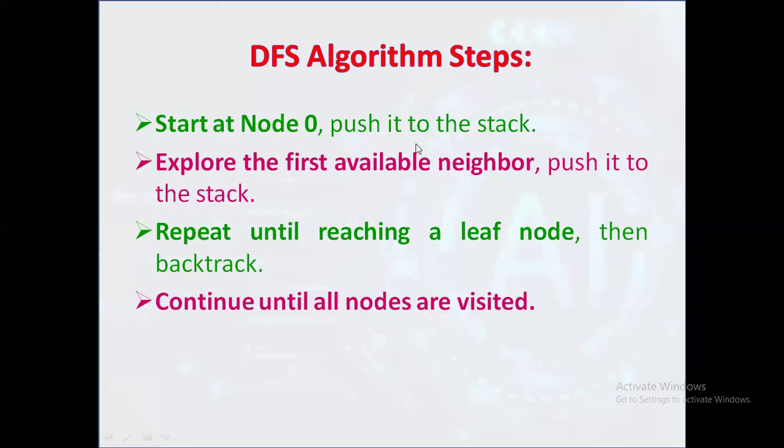So, simple four steps. Start at 0, push it into the stack, and explore the first available neighbor, pushing it into the stack. Repeat until reaching a leaf node, then backtrack. Continue until all nodes are visited.